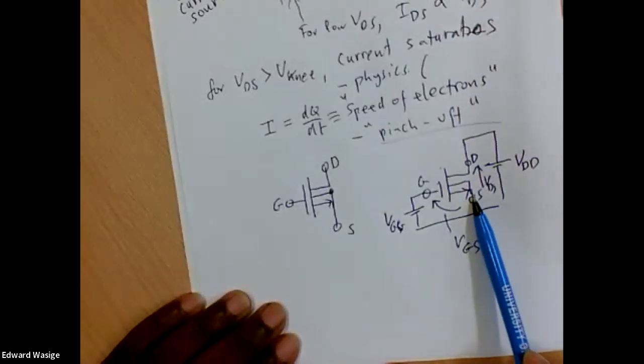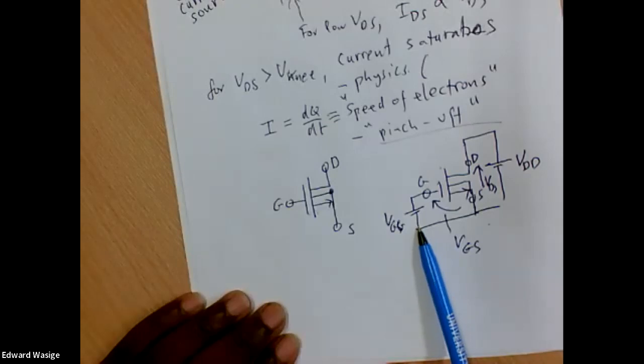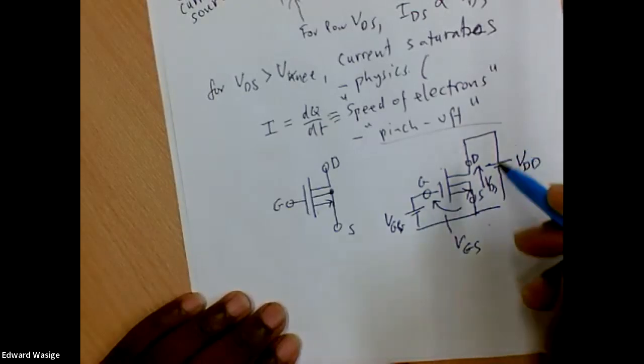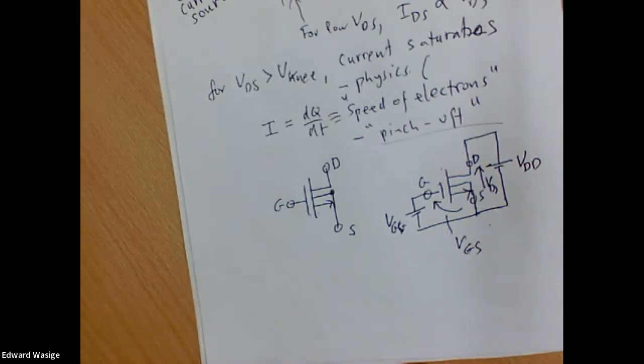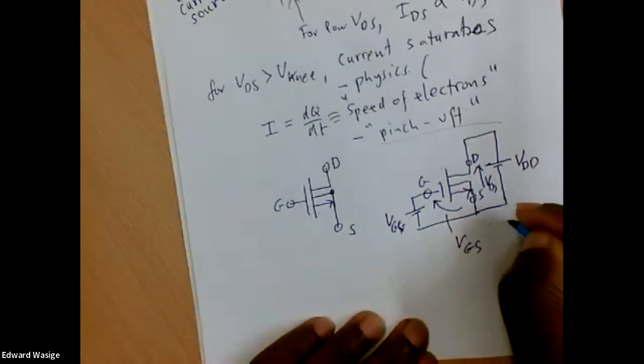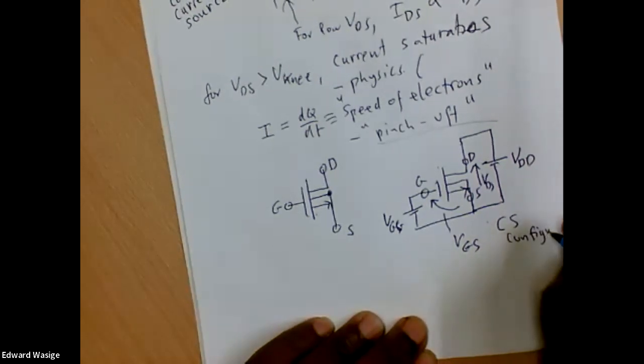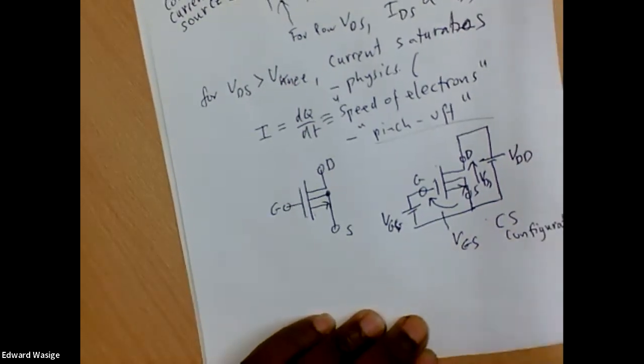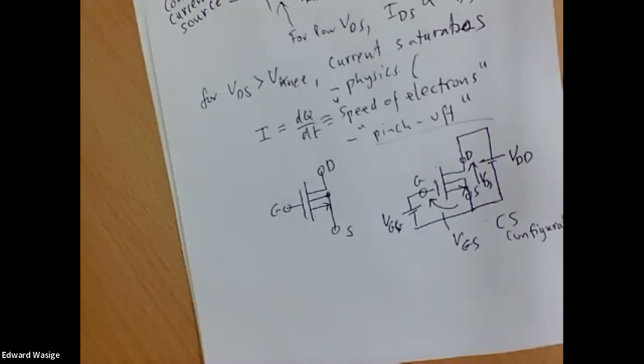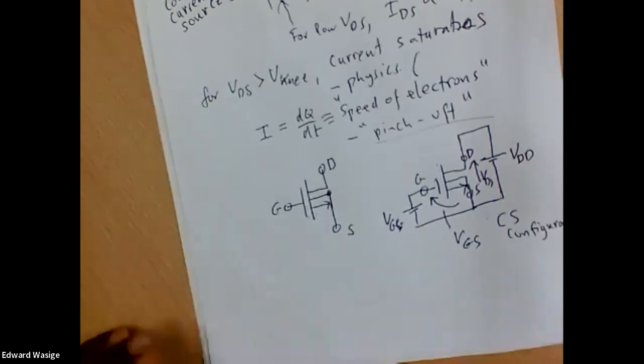So the source terminal is common to both the gate voltage and the drain voltage. And so this configuration, we call it a common source configuration. You can have other configurations, where we put the gate as the reference or the drain as the reference, but this is the most common configuration which we should use. So that's the common source configuration of your structure.